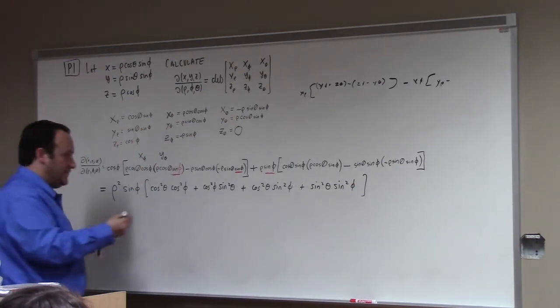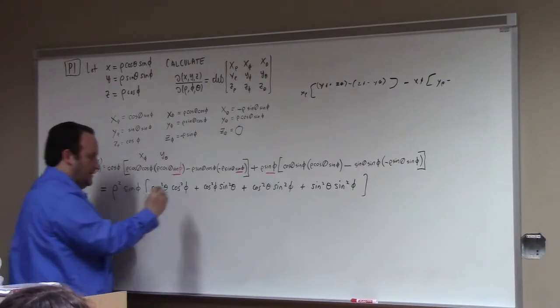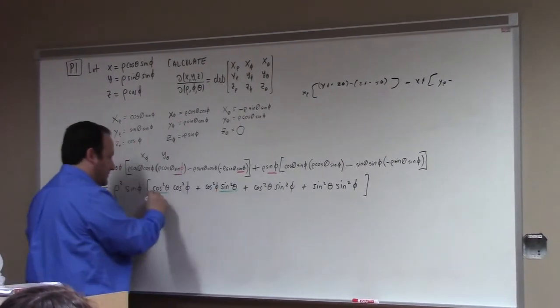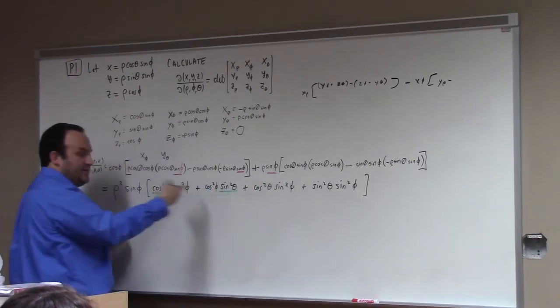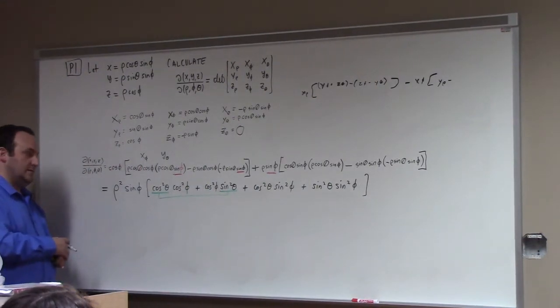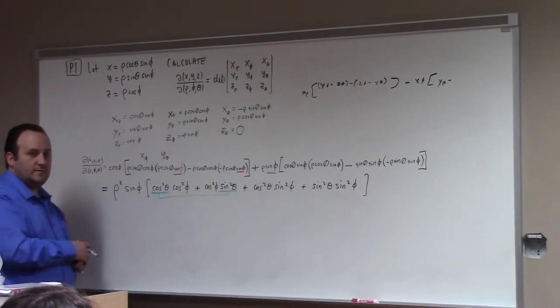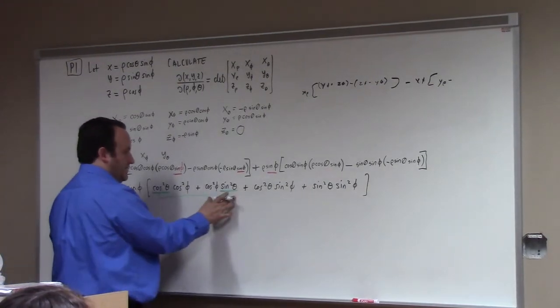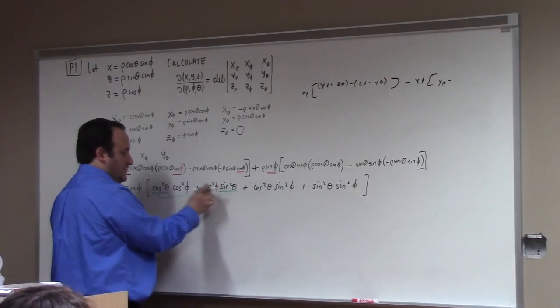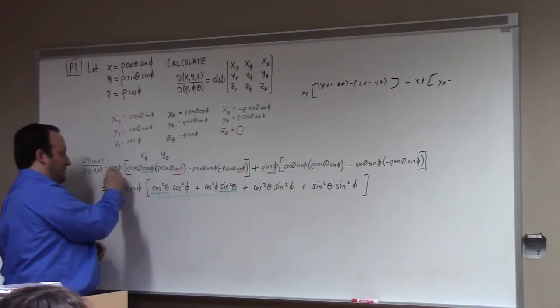But notice what happens. We've got a common cosine squared and sine squared. These together, factor out the cosine squared phi, that just drops to, yes? With the cosine squared theta, cosine squared phi, where did the second phi come from, the cosine phi? This cosine phi times that cosine phi, yeah.